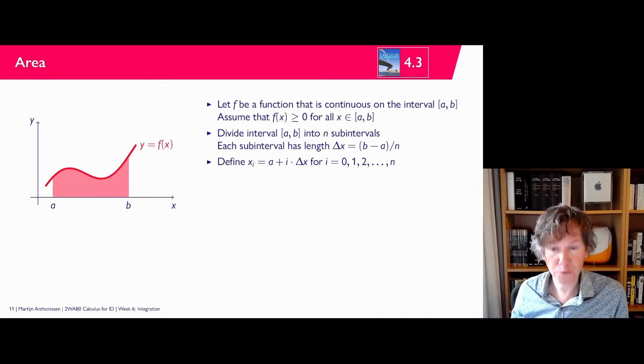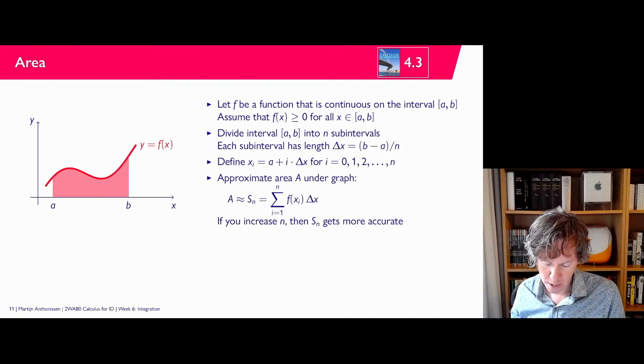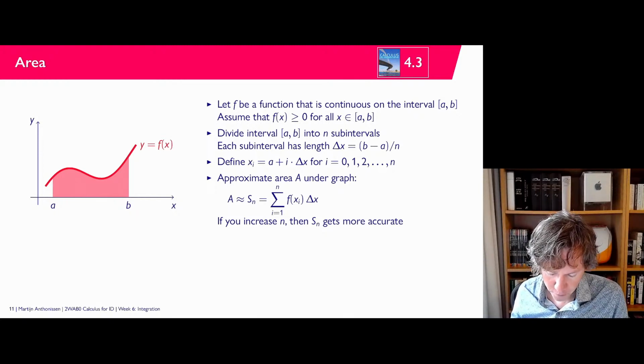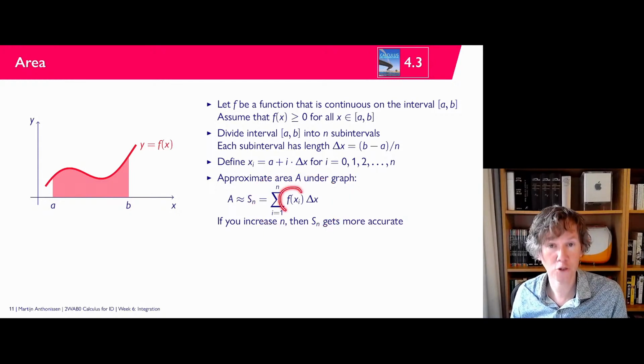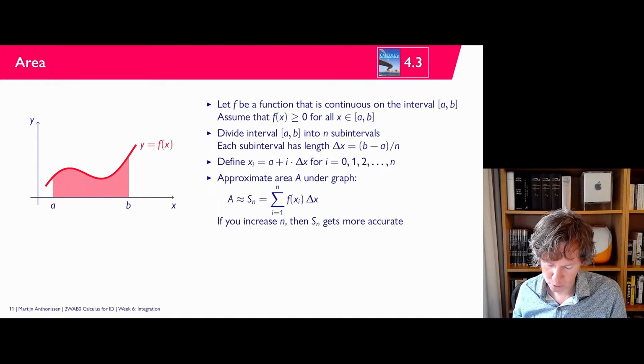I am going to introduce the xi, so that's just the points that we picked. And then I'm going to approximate the area under the graph with this sum here. So the sum is now, we now have f of xi, because I labeled the horizontal axis x like we normally do, times delta x, and that is the distance between 2 points.